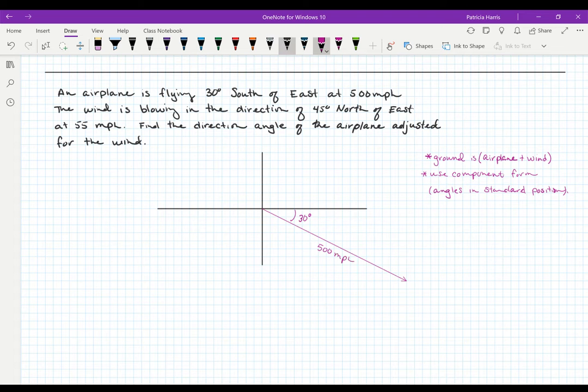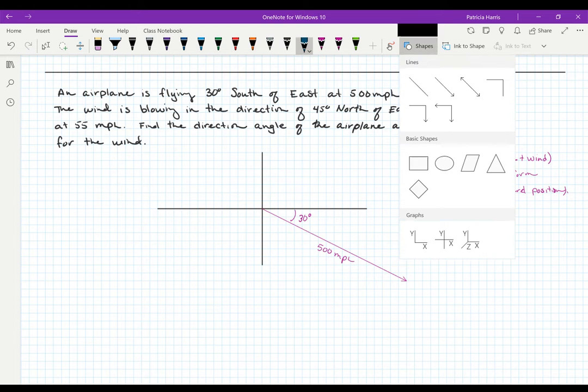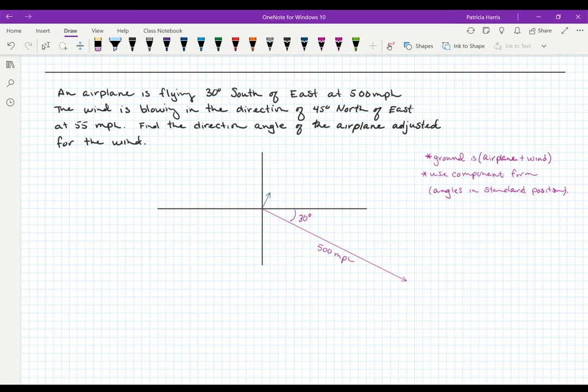Okay, and then we have the wind that is blowing in the direction of 45 degrees north of east at 55 miles an hour. So we want to go north of east, so that would be up from east. Just like that. So that would be 55, and this is 45. Now anything to do with the ground is the airplane plus the wind. So what we can do is draw a parallelogram.